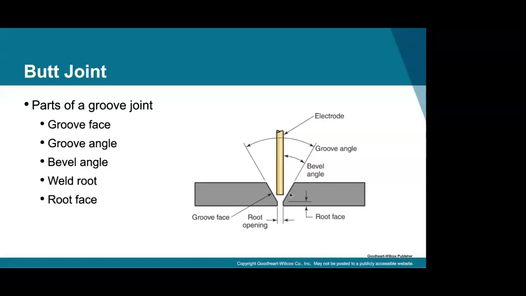The angle between both bevels, which in this case looks like 30 degrees here and 30 degrees here, would be your groove angle, a 60-degree groove angle. And obviously, your filler rod or your electrode is what's going into your butt joint. The root face would be the distance from the top of your weld to the actual bottom of your weld.